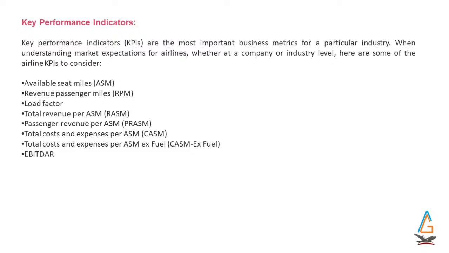So next comes total revenue per available seat mile. It is calculated by dividing total revenue by available seat miles. Then comes passenger revenue per available seat mile. It is calculated by dividing passenger revenue by available seat miles. Passenger revenue per available seat mile is also equivalent to the product of load factor and passenger yield. You have to keep this in your brain.